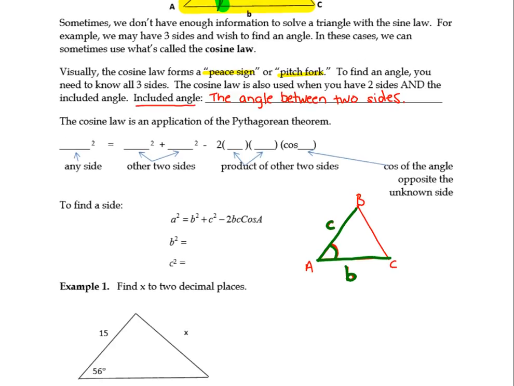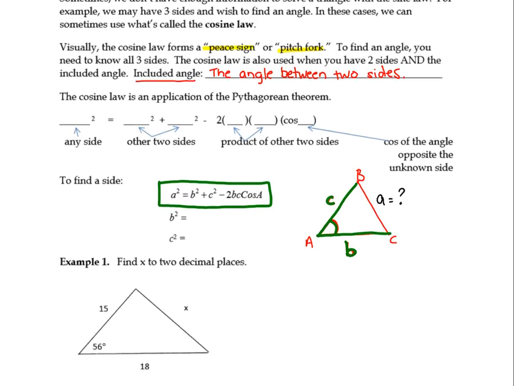And that's where we're going to use this first formula that you can find on your formula sheet. It's when we're looking for the other side. So in this case, if we were looking for side A, if this was my unknown. Okay, the formula works like this. So you can see it's b squared plus c squared. So the one side that we're looking for, a squared, any side, is equal to the other two sides squared. So in this case, b squared plus c squared, minus 2 times the product, bc, of the other two sides, and then cos of the angle opposite of what you're unknown. That's the formula. That's on your formula sheet. You don't have to memorize it.